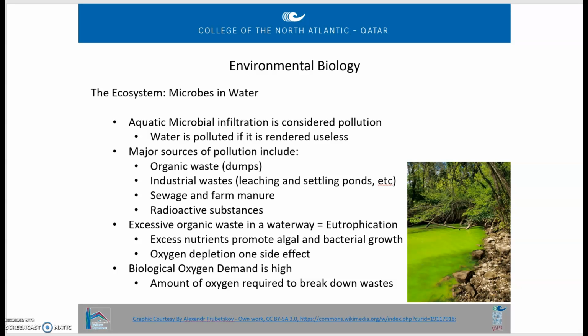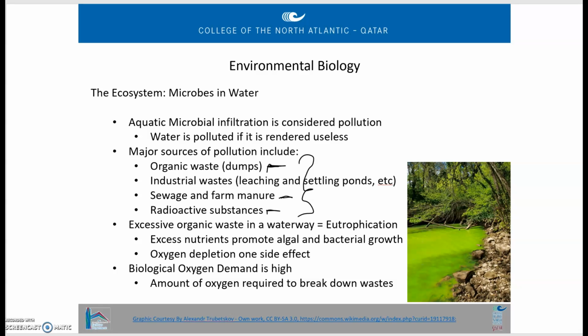Some of the pollutants that we're talking about come from organic waste that you'd see from like a garbage dump, industrial waste that you'd see from industry that leaches out of settling ponds and so on, sewage and farm manure, and radioactive substances. So if these things were to find their way into water, we could end up in a situation where that water is no longer useful to us. We certainly couldn't drink it without getting sick or very sick. So it takes away that water that we desperately need.